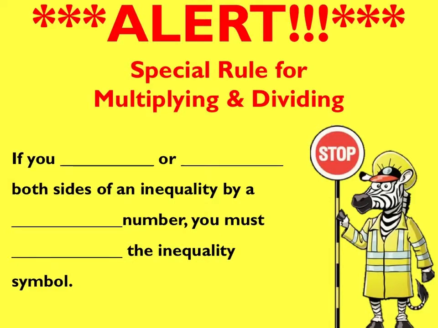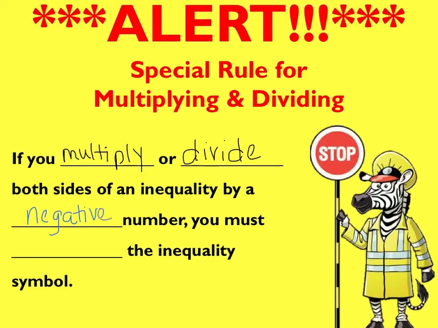When solving inequalities, we have a special rule for multiplying and dividing. If you multiply or divide both sides of an inequality by a negative number, you must switch the direction of the inequality symbol. So in your notes, please fill in: if you multiply or divide both sides of an inequality by a negative number, you must switch the inequality symbol.